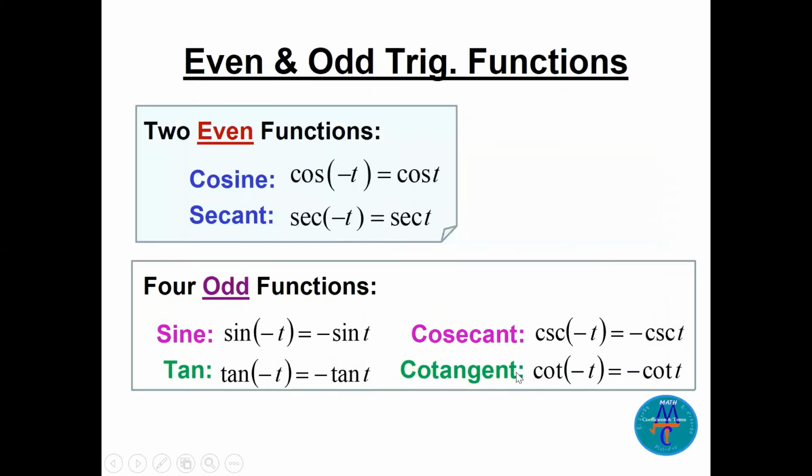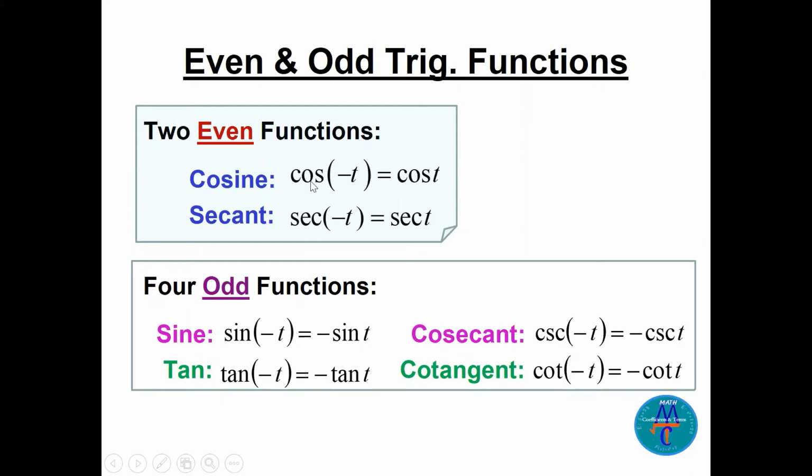Just a review. Now for the trigonometric functions, two are even functions: cosine, because cosine of minus t is the same as cosine of t, and secant, because secant of minus t is equal to secant of t. These are even functions. You can apply this to any angle. And then the odd functions are the other four. The sine function is odd. See, odd function means sine of minus t is minus sine of t.